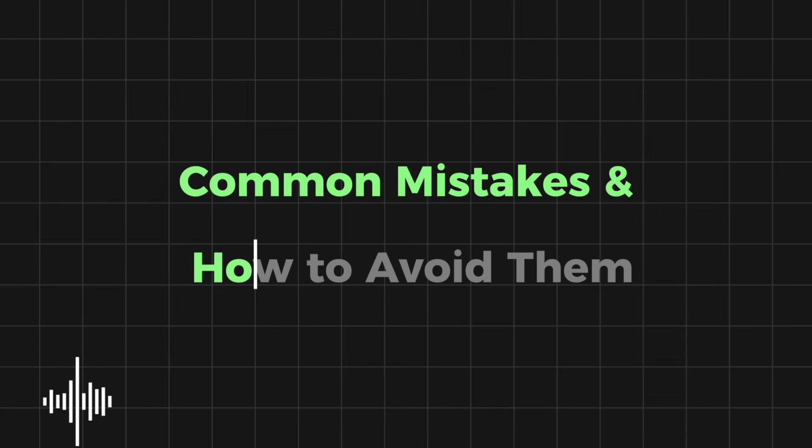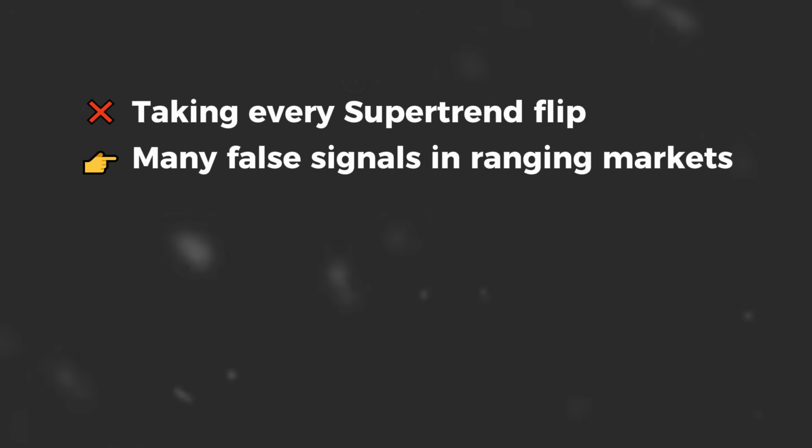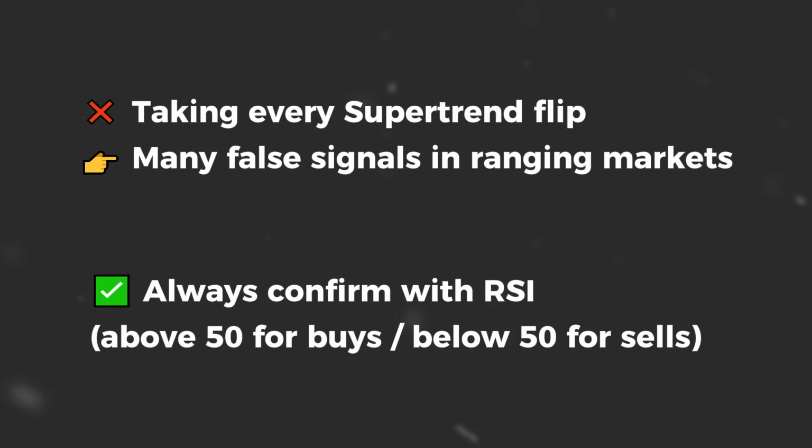Common mistakes and how to avoid them. Many beginners make a few key mistakes when using this strategy. The first is taking every Supertrend flip without any confirmation. This often leads to many false signals, especially when the market is ranging. The solution is simple. Always require RSI confirmation, above 50 for buys and below 50 for sells, before entering a trade.